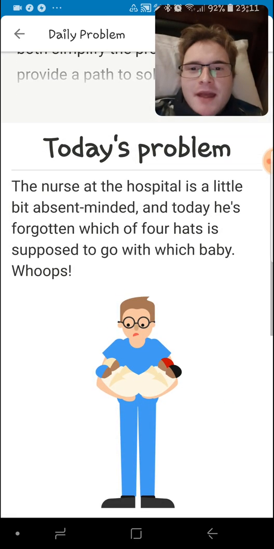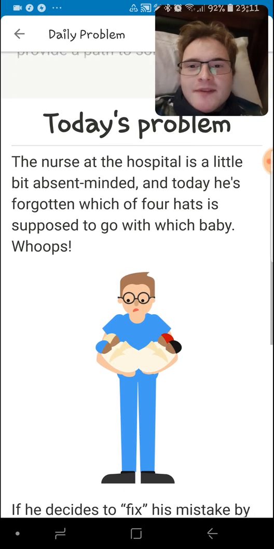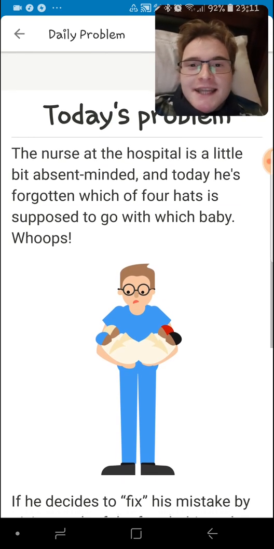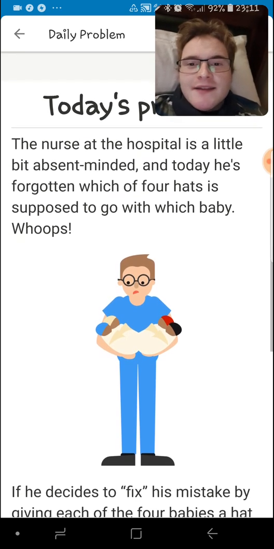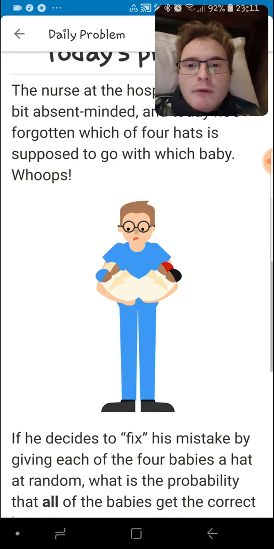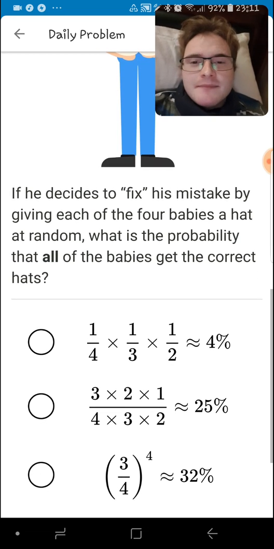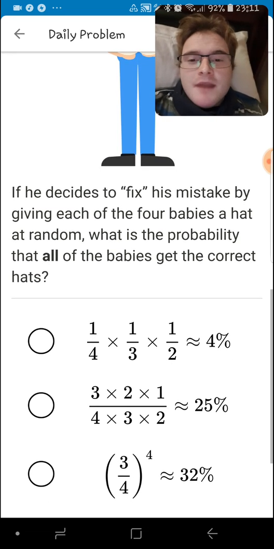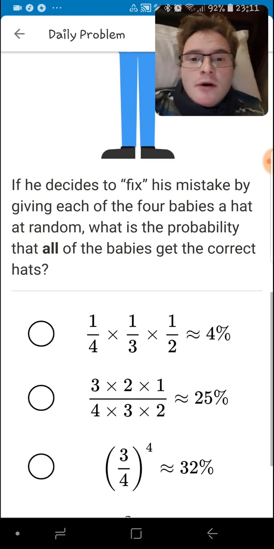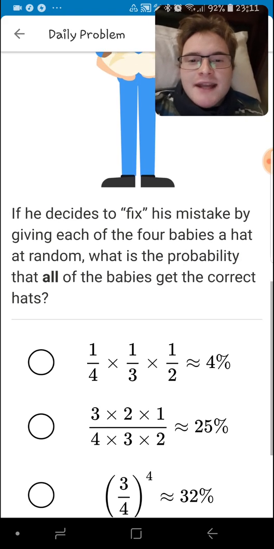So today's problem. The nurse at the hospital is a little bit absent-minded, and today he's forgotten which 4 hats are supposed to go with which baby. Whoops! If he decides to fix this mistake by giving each of the 4 babies a hat at random, a very important point there, random, what is the probability that all of the babies get the correct hats?